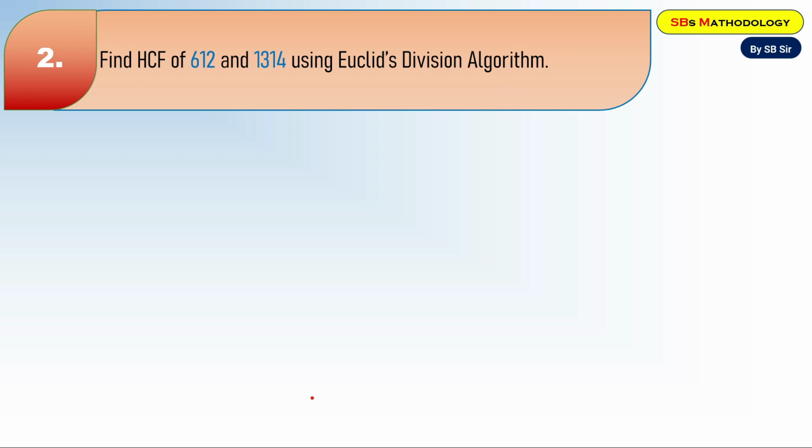So if you are given the numbers 612 and 1314, using the division algorithm we have to find the HCF. So what is the first step? First step is to determine which number is greater. Now we can easily understand that 1314 is greater than 612. So we have to divide the larger number by the smaller number, that is 1314 divided by 612, 2 times is 1224. If we subtract, we get 90, right?